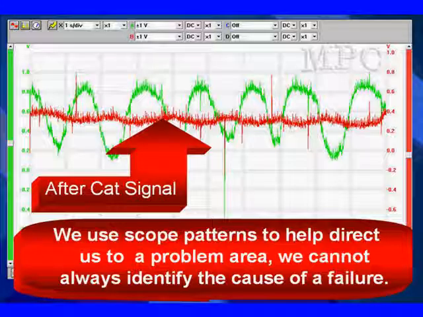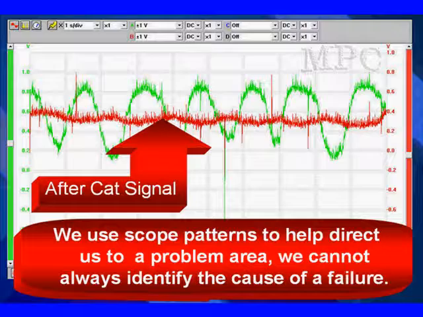Now, here's a scope pattern. The red pattern is the after catalyst signal. The green is fuel control. As you can see, there's not a lot of switching. At least the amplitude is smaller in the red trace.